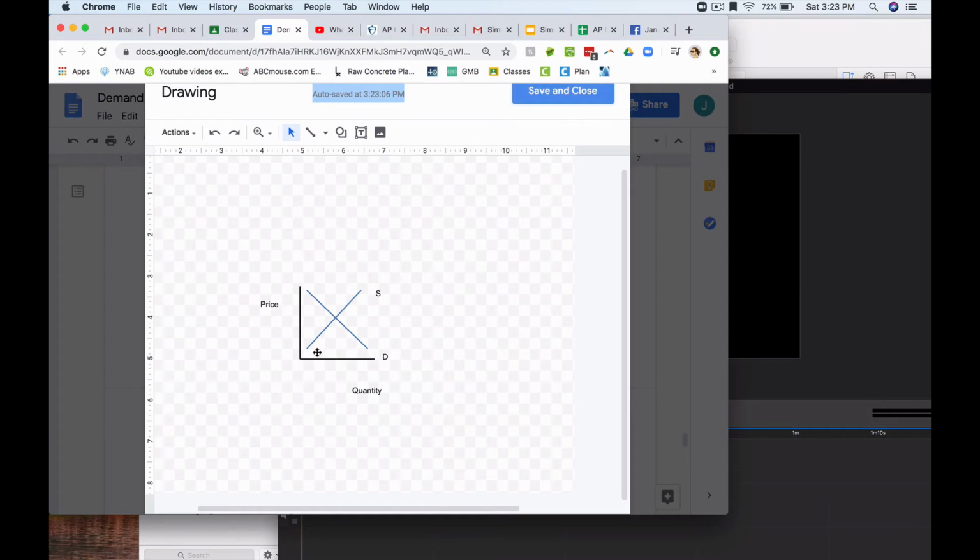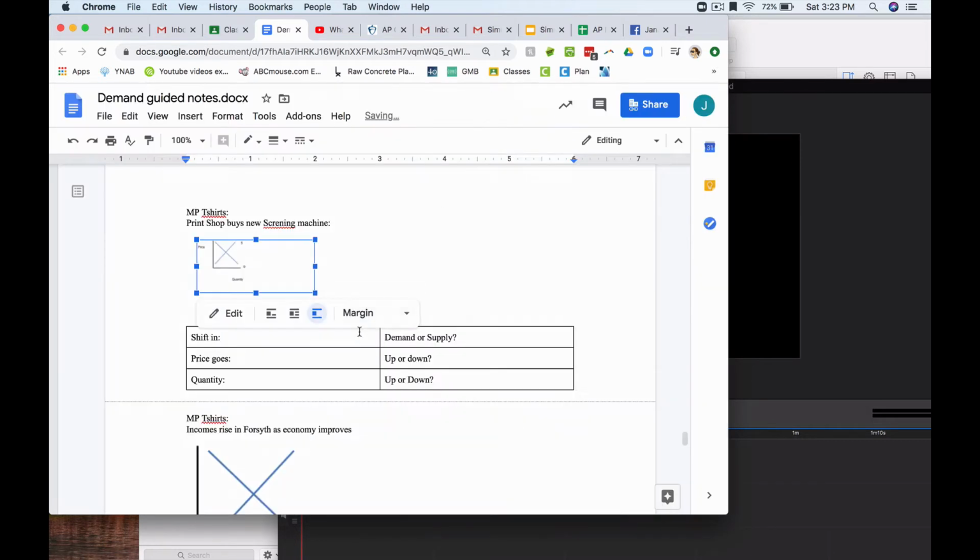Another hint that might be helpful here is you could actually copy and paste this curve down once you get a basic curve done. Go ahead and copy and paste that, or make a copy of it, and then make the changes that you need.